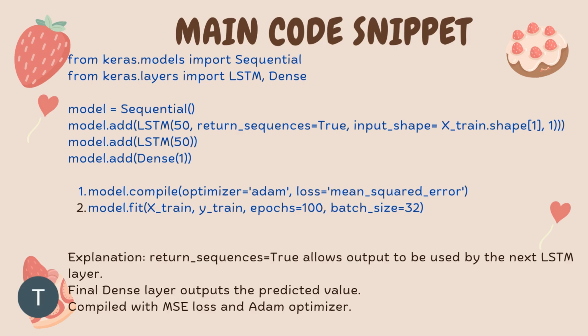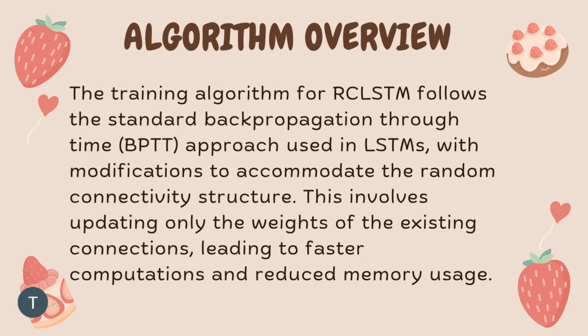The model is compiled with MSE loss and Adam optimizer. Here we can see the algorithm overview, where the training algorithm for RC-LSTM follows the standard backpropagation through time (BPTT) approach used in LSTMs, with modifications to accommodate the random connectivity structure. This involves updating only the weights of the existing connections, leading to faster computations and reduced memory usage.